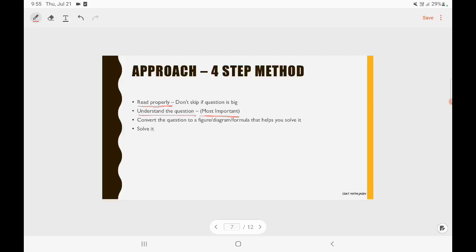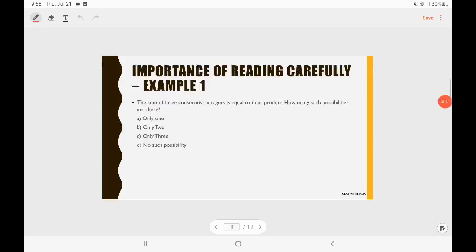And thirdly, you need to convert the question. After understanding the question, after understanding what you need to do, you need to convert the question to a figure or a formula or a diagram or whatever you can come up with that helps you solve it. And finally, you need to solve it. I will show you 3 examples on how you should apply this approach. Okay. Here I will show you why reading carefully is important.